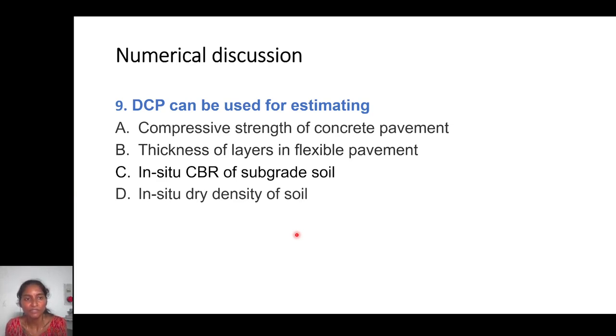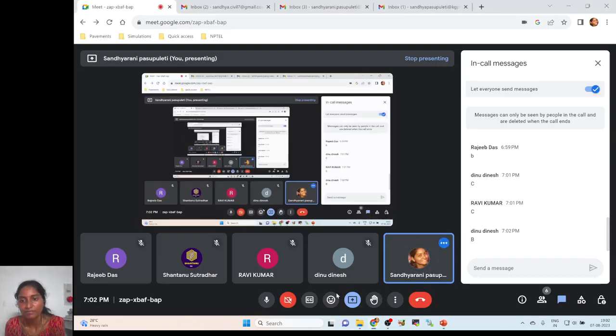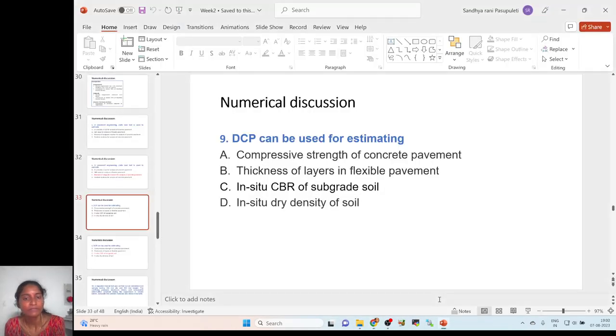Dynamic cone penetration test. So which option do you all think is correct? Dinesh says D, thickness of layers. So this is another one of the purposes, change in the strata.